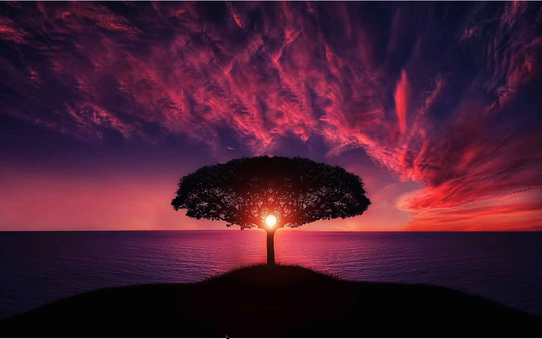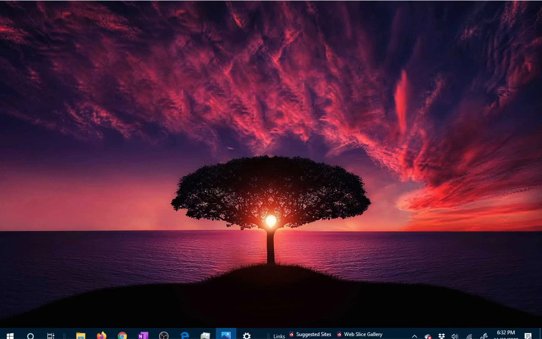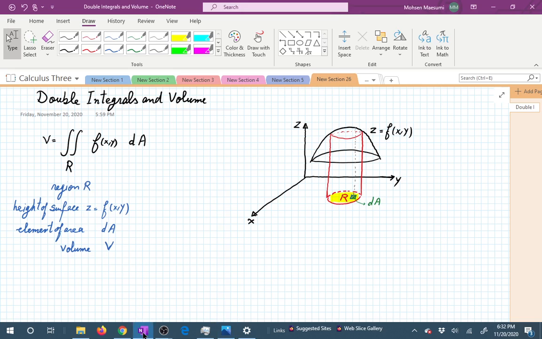Today we are going to take a second look at double integrals and volume. The topic gets gradually harder and harder. Let's see if we can make sense of this very intuitive idea, but it requires quite a bit of attention. Okay, double integrals and volume.